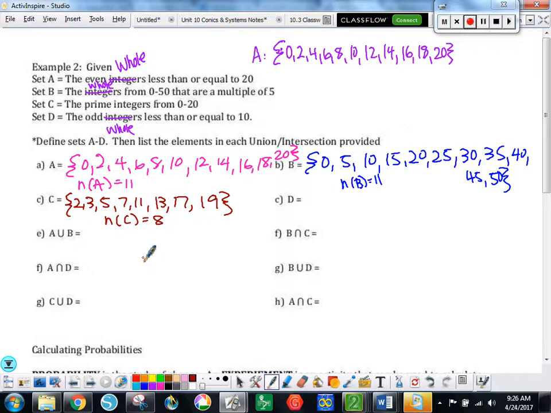Okay, I don't know if we're going to need this or not, but we're going with it. And then the last one, D. The odd whole numbers less than or equal to 10.